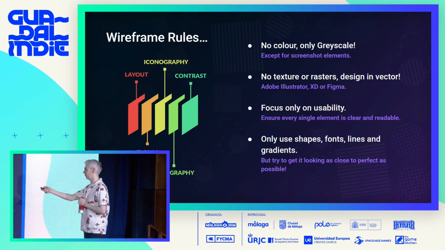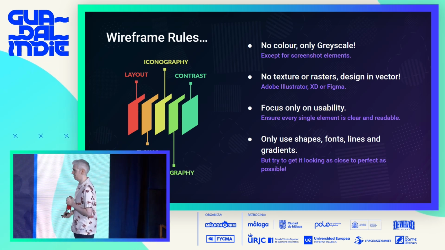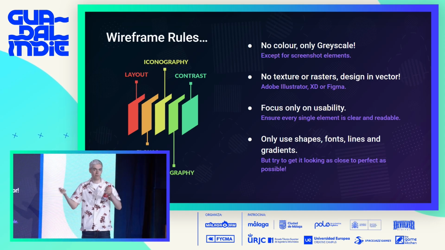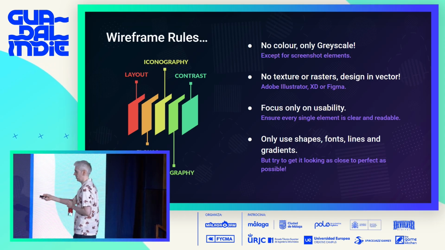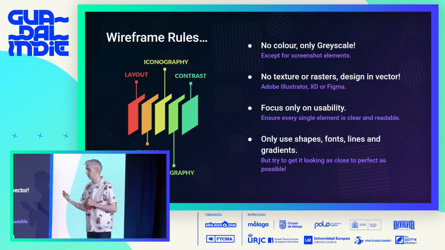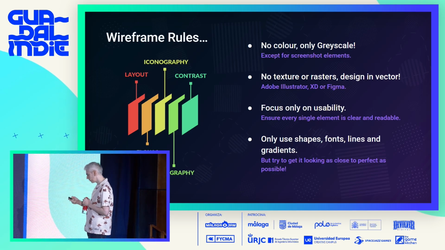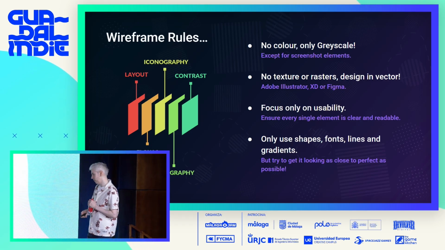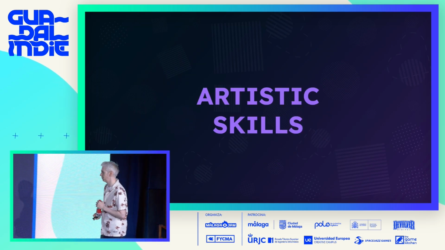No texture or rasters, design in vector. Obviously raster is annoying because if you delete something, you can't really get it back unless you undo. Illustrator, XD, and Figma are really good for creating non-destructive designs, essentially. Focus only on usability, so ensure that every element is clear and readable. Only use shapes, fonts, lines, and gradients, but try to get it looking as close to perfect as possible.